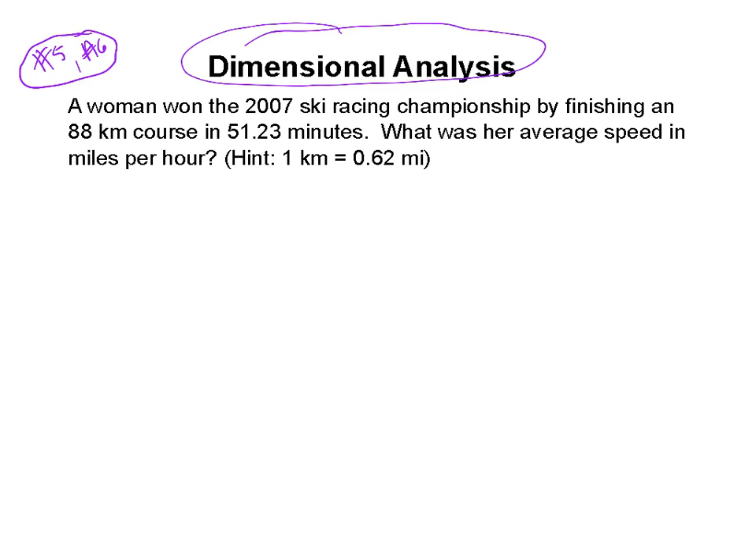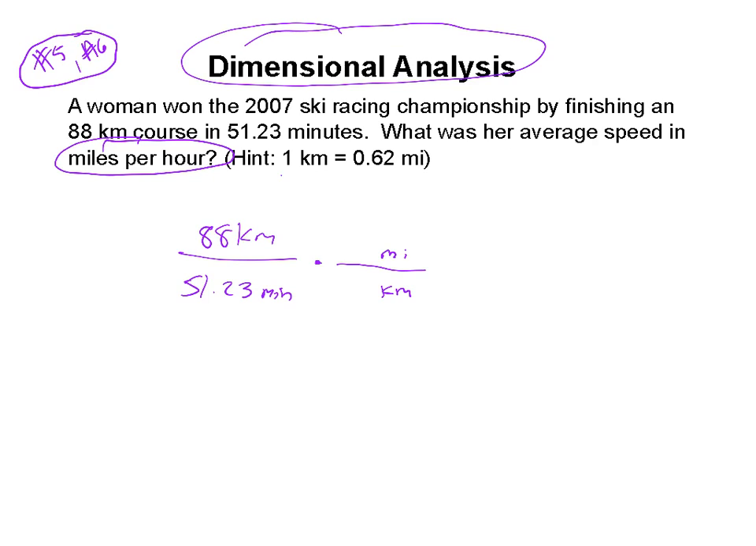So it says a woman won a ski racing championship by finishing an 88-kilometer course in 51.23 minutes, okay? And they want us to convert that to miles per hour. Remember how to do this? So the first thing we need to do is change kilometers into miles, right? And then we'll turn minutes into hours. So remember, the label you want to change, you always bring over and diagonally. And then you want to change it into the new label by putting it on top, right?